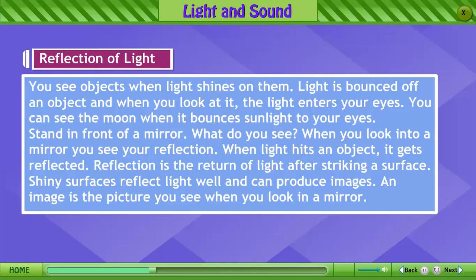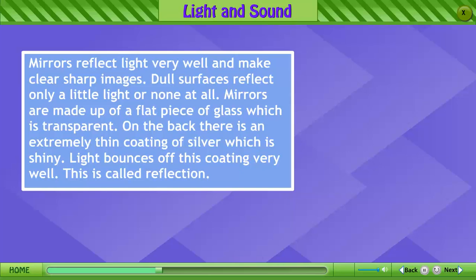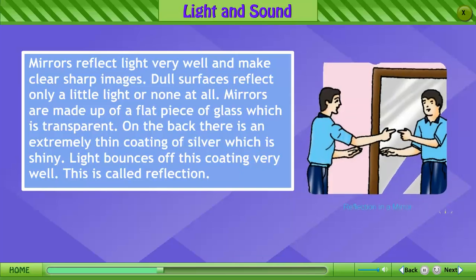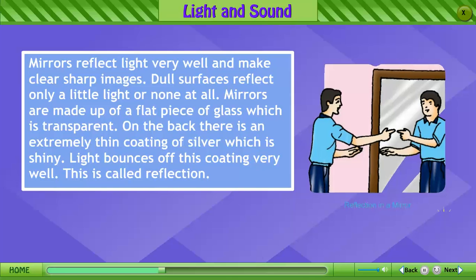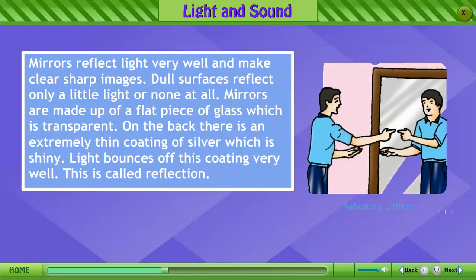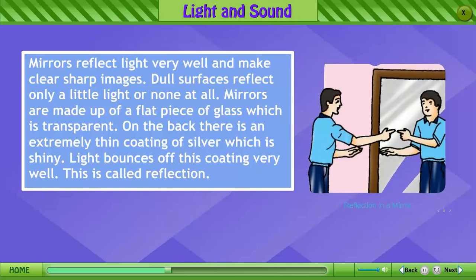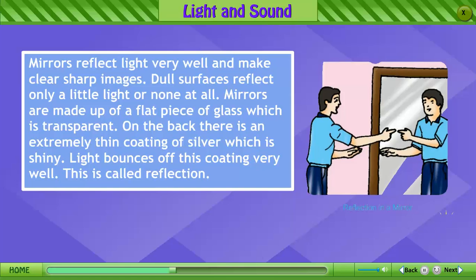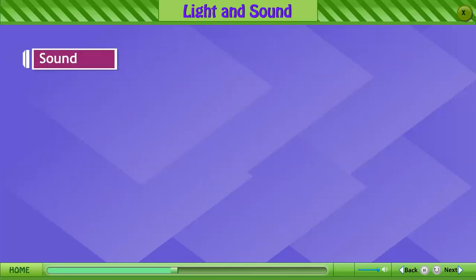Shiny surfaces reflect light well and can produce images. An image is a picture you see when you look in a mirror. Mirrors reflect light very well and make clear, sharp images. Dull surfaces reflect only a little light or none at all. Mirrors are made up of a flat piece of glass which is transparent. On the back there is an extremely thin coating of silver which is shiny. Light bounces off this coating very well. This is called reflection.